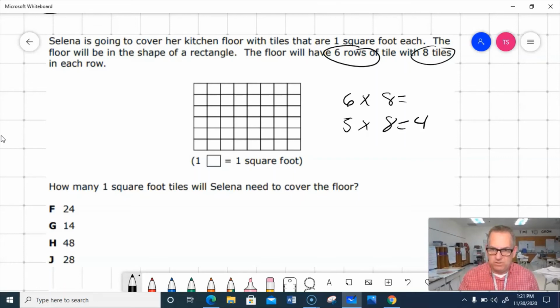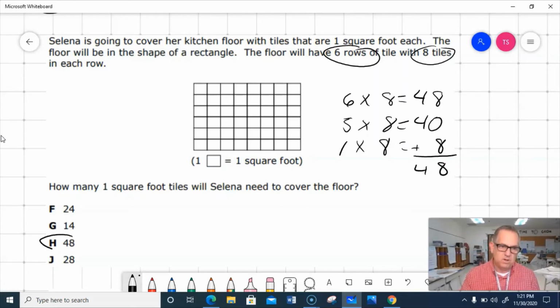All I have to do to figure out what 6 times 8 is, is add another group of 1 times 8. And 1 times 8 is equal to 8. So if I add that together, that would be 48. So she will need 48 tiles to cover the floor.